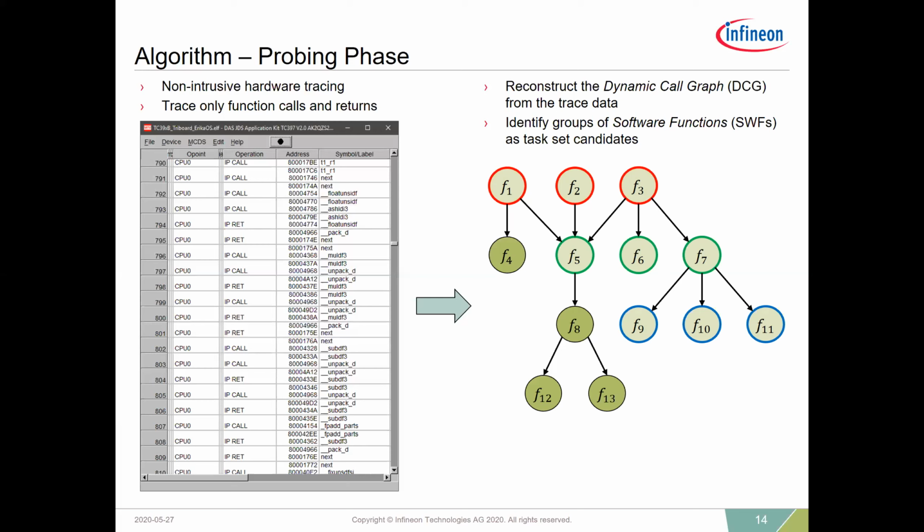And then we have two other groups in this example that share one parent task. So for example, F5 to F7 share one function, F3, and therefore we consider F5 to F7 maybe the task set, because they are all executed or started by one parent function. And of course, the same can be applied for F9 to F11.